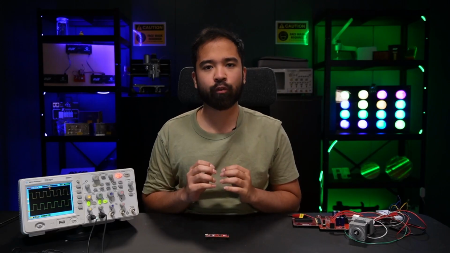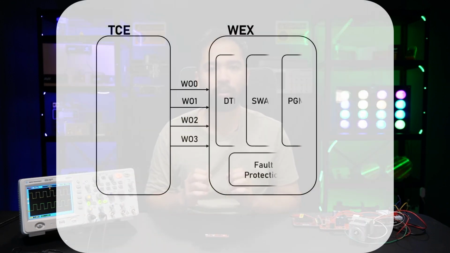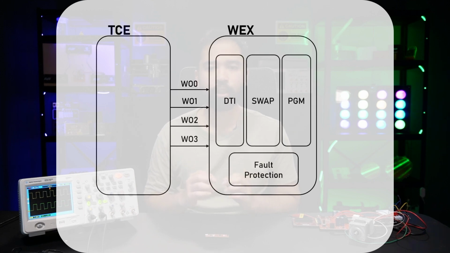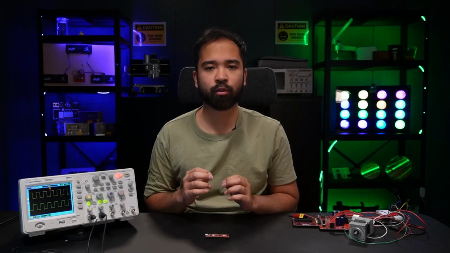The TCE waveform outputs are directly connected to the waveform extension's inputs, where the waveform extension can provide extra capabilities to the waveform outputs from the TCE. The waveform extension can produce an inverted signal of the original waveform, essentially doubling the amount of PWM signals you can produce, from 4 to 8, using a single timer.